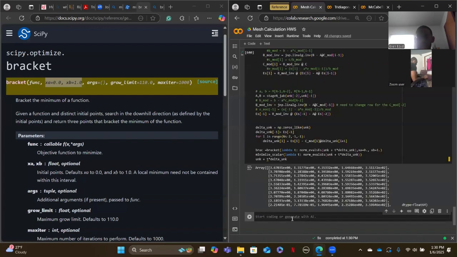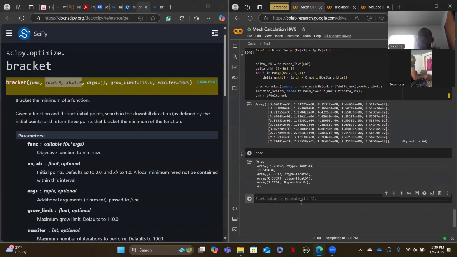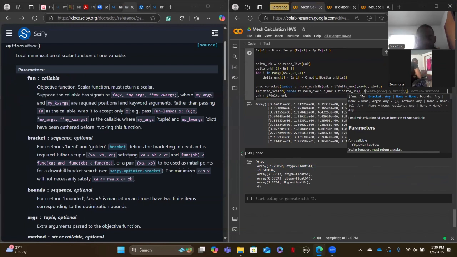Right. For a bracket, we'll be grabbing these three points here. I was wishing this was more visible, but this would be our range for our bracket that we need for our minimized scalar. So what we'll do here is new bracket, and then we grab everything up to the fourth number.